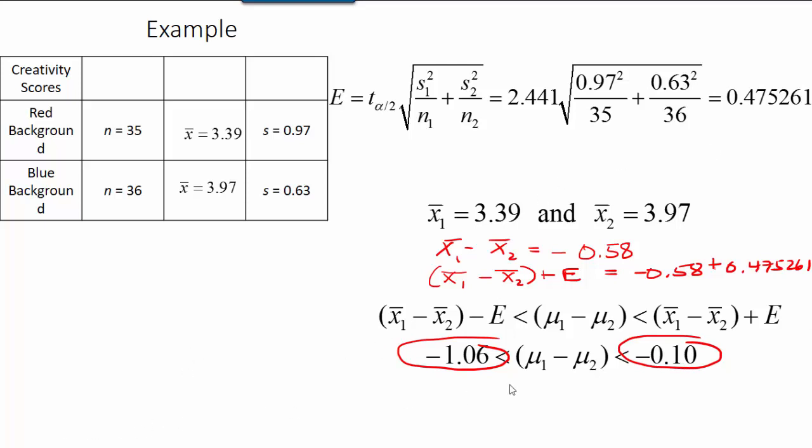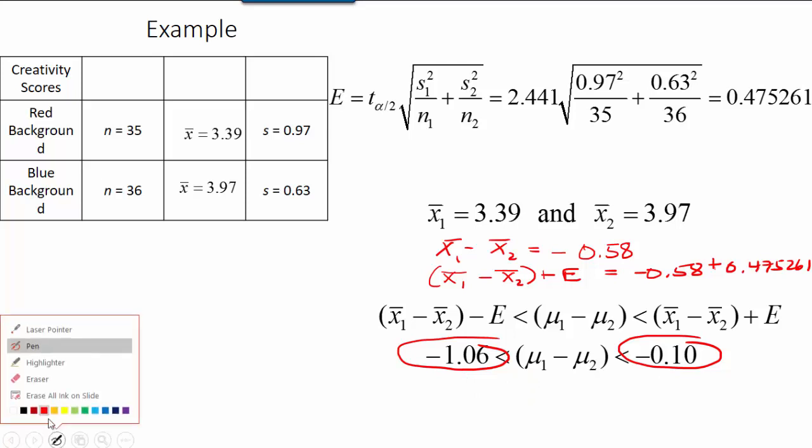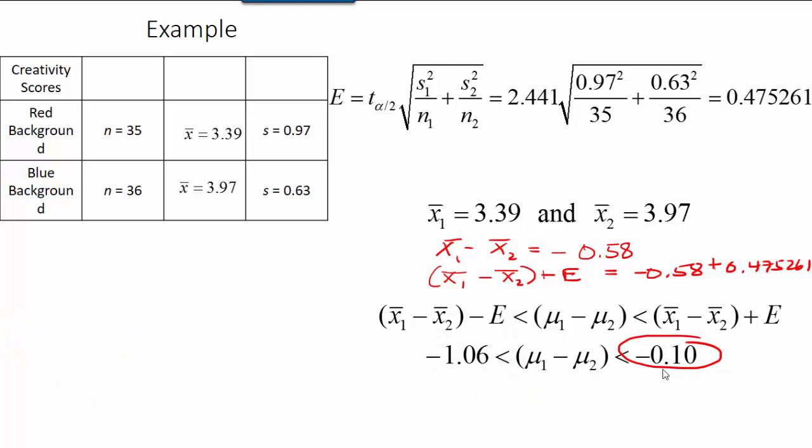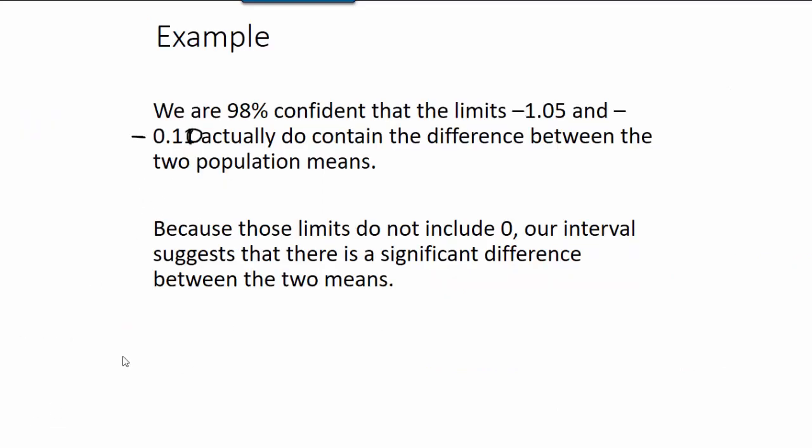So this is a confidence interval for the difference in the means. So we're 98% confident, if you want to say it that way, that the difference in the means is between negative 1.06 and negative 0.1. So we're 98% confident that the limits negative 1.06 and negative 0.10 actually do contain the difference between the two population means. Because those limits do not include 0, our interval suggests that there is a significant difference between the two means. In other words, that we don't think they're equal.